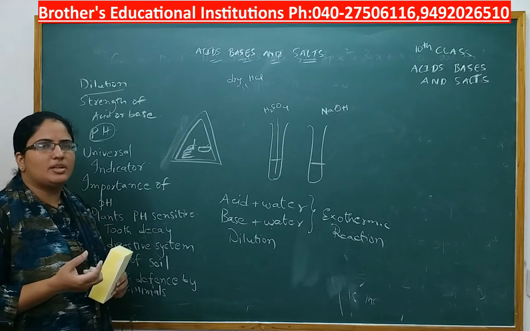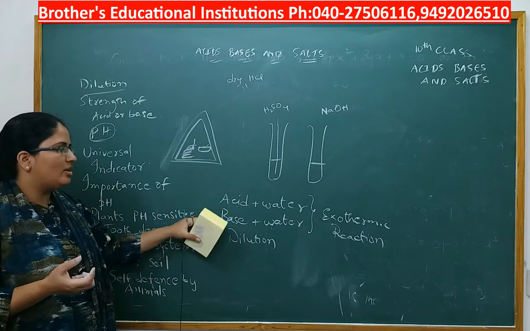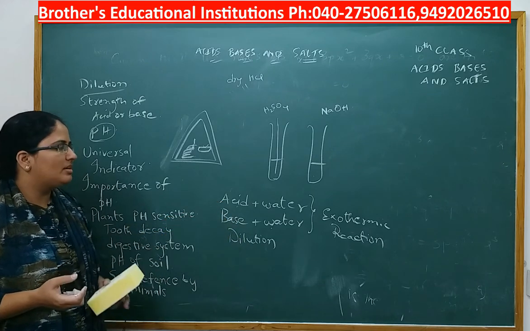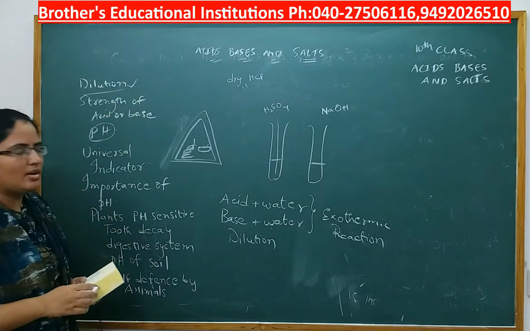In this dilution process, the number of ions decreases compared to those present in the original acid or original base. That's about dilution. Next we shall discuss the strength of an acid or a base.